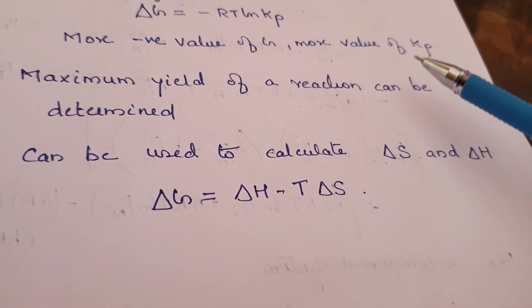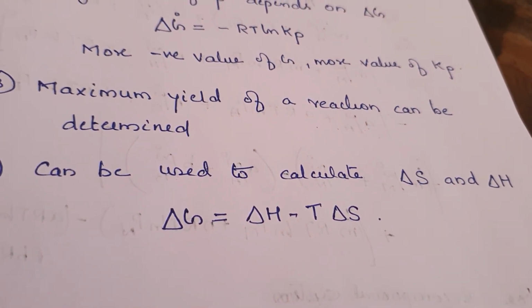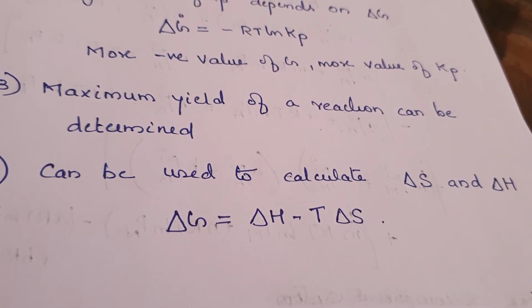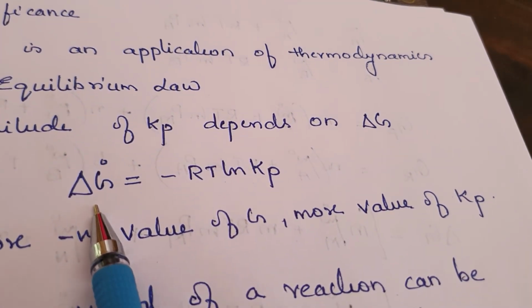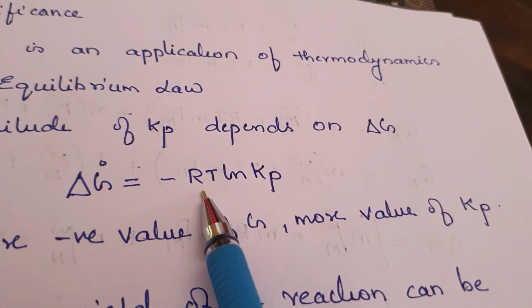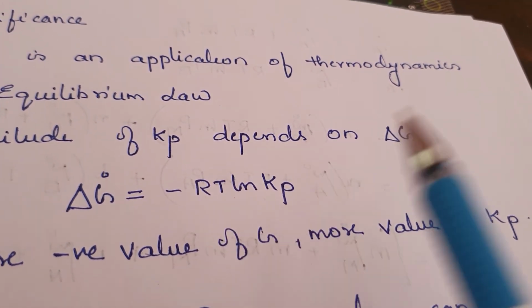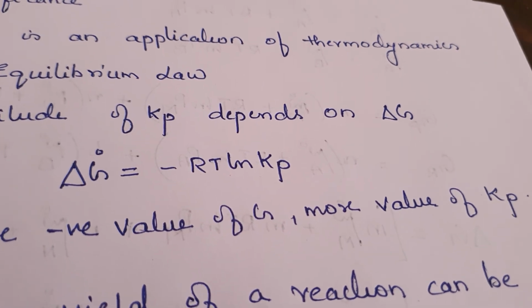So that is Van 't Hoff's isotherm, that is delta G naught is equal to minus RT ln Kp. Delta G naught is the free energy change under standard condition. R is the universal gas constant. T is the temperature of the reaction. Kp is the equilibrium constant in terms of pressure.